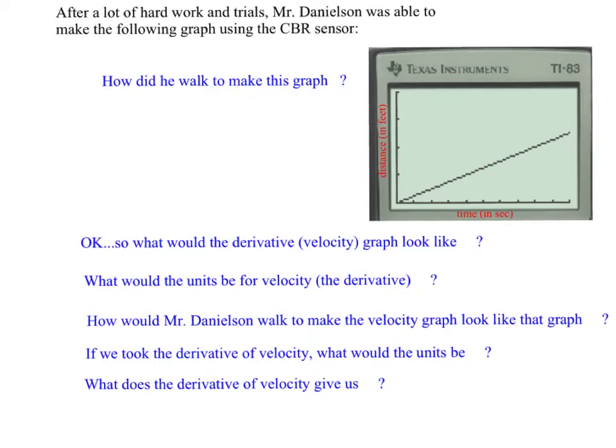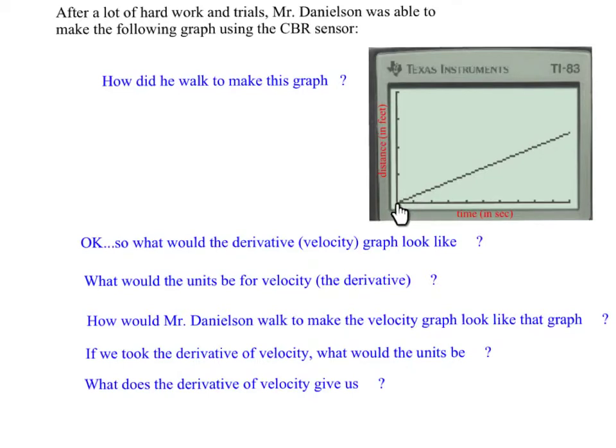In this video, we're going to start or continue talking about motion. After a lot of hard work and trials, I was able to make the following graph using that CBR sensor we talked about. Just notice a couple of things about this graph right away. We've got distance in feet, time in seconds. So the question is, how did I walk to make this graph?